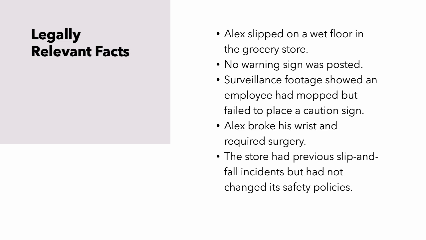So these are the critical facts. These are the ones that directly impact Alex's potential negligence claim against the store. They establish the duty, which is the store's responsibility to keep customers safe. There was a breach of this duty: a failure to put up the warning sign. There was causation: he slipped on the wet floor. And then there's damages: the broken wrist and the need for surgery.